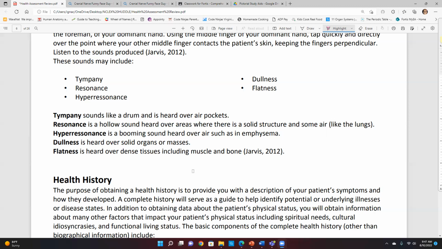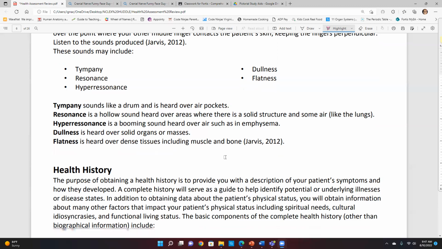So depending on where you are percussing, you're going to get a different sound. So that's why it's important to know your anatomy and physiology because you're going to know that, okay, if I'm percussing on the right upper quadrant, I should get the sound of dullness. That's a normal finding because the liver is there, right? So that's kind of how you can think about it.